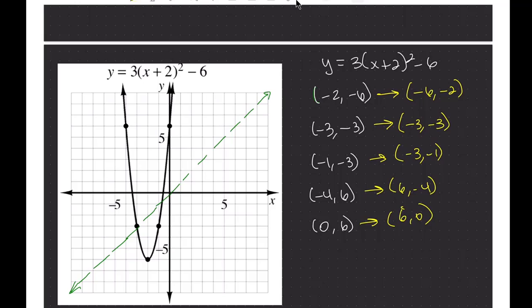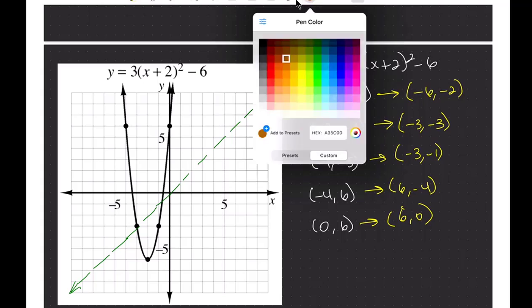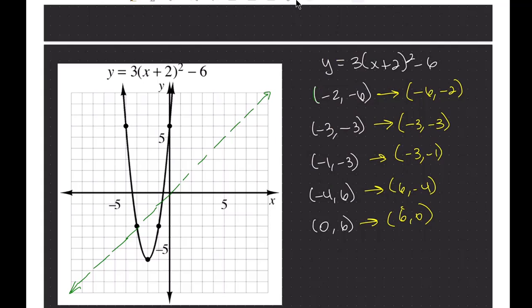So now we got to plot these points, right? I'm going to go orange. Okay. So -6, 1, 2, 3, 4, 5, 6, -2. All right, that's not orange, that's brown. We'll deal with it. -3, -3, we already had that point marked, so I'm going to mark that one. -3, -1. And then 6, -4. 1, 2, 3, 4, 5, 6. 1, 2, 3, 4. And 6, 0.